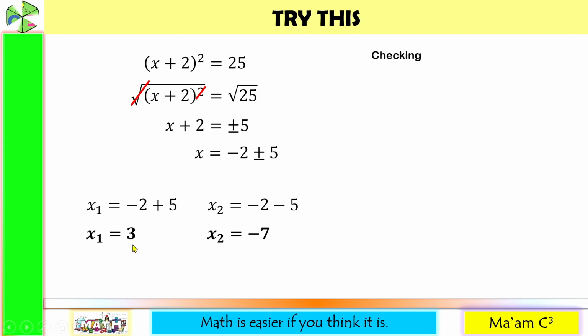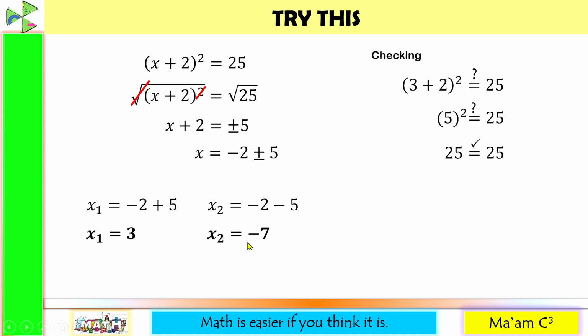First, let us substitute 3 in our original equation. So this will become 3 plus 2. Are they equal? 3 plus 2 is equal to 5. Is 5 squared equal to 25? 5 squared is 25, and so they are equal.